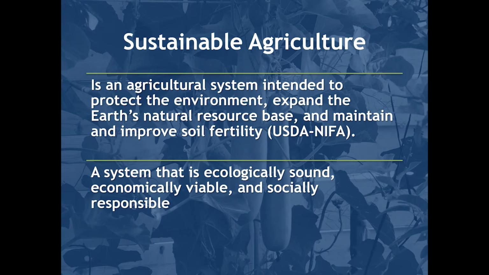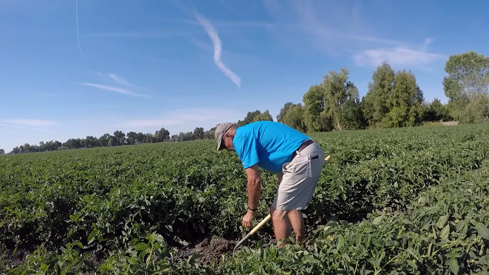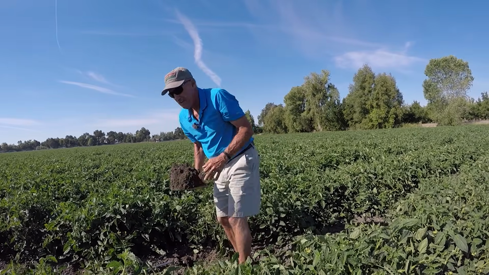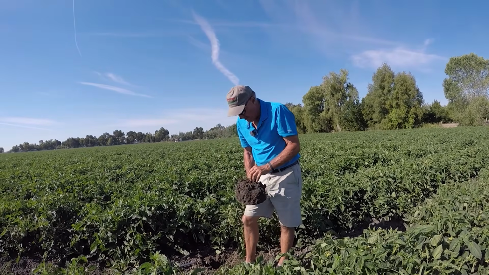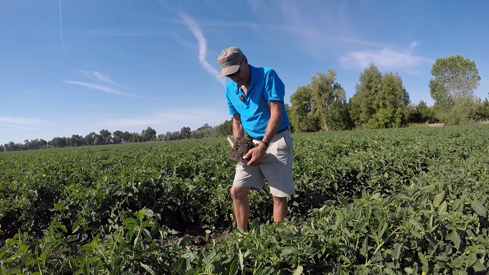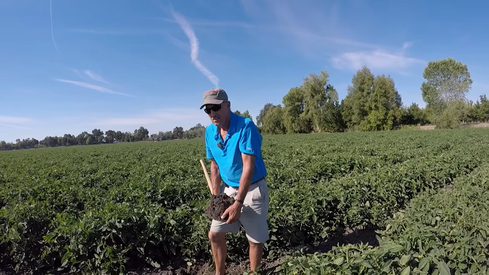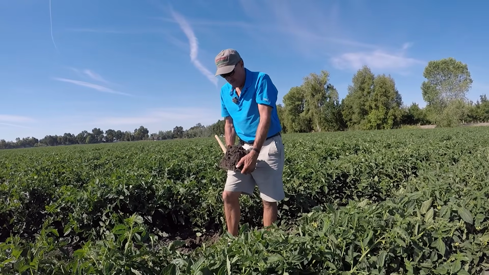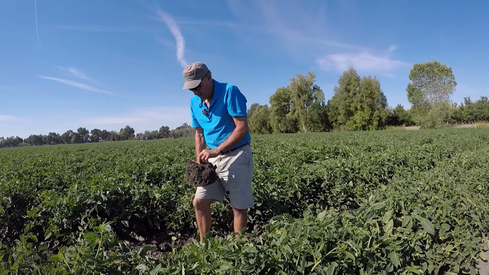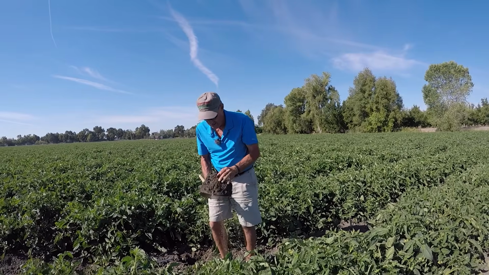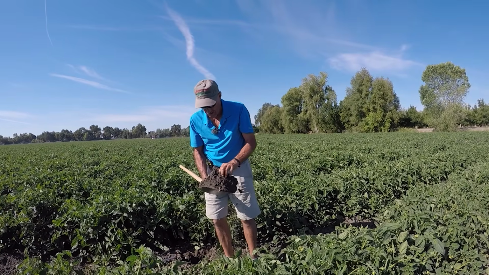So let's start by talking about sustainable agriculture. To define sustainable agriculture, I'm going to use the definition of the USDA National Institute of Food and Agriculture. It is defined as an agricultural system intended to protect the environment, expand the Earth's natural resource base, and maintain and improve soil fertility. In essence, it's a system that is ecologically sound, economically viable, and socially acceptable.